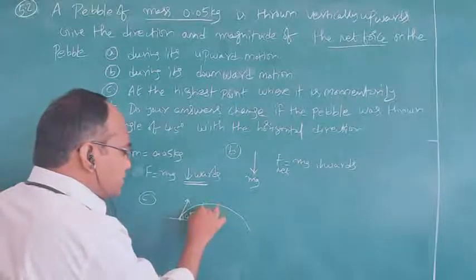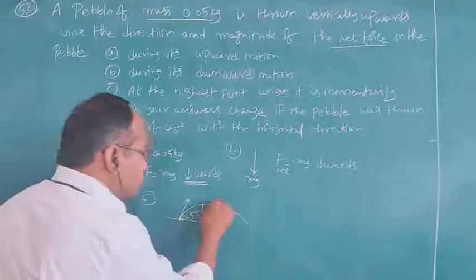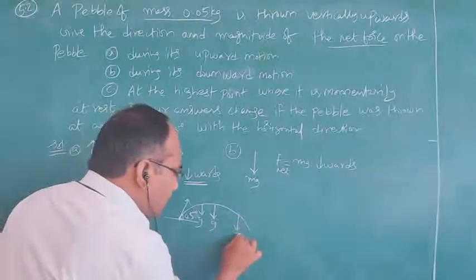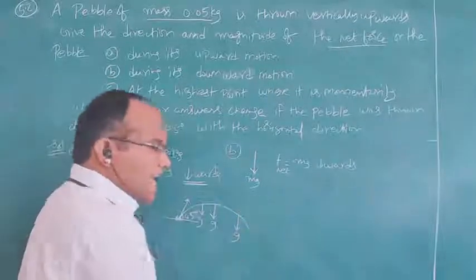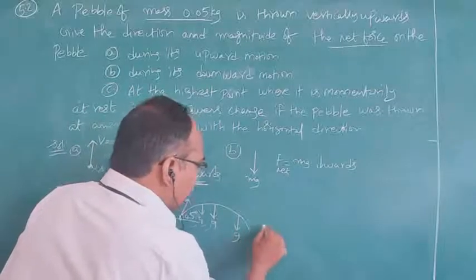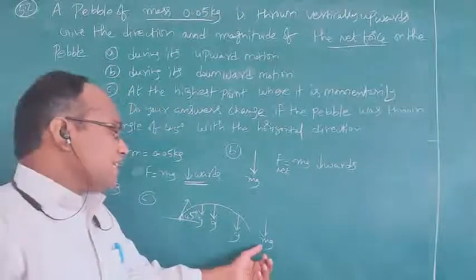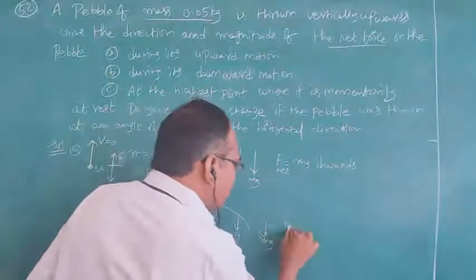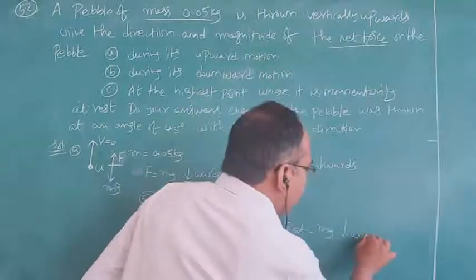Wherever the object is, at the highest point or coming down, it is acting under the acceleration due to gravity. When the object is here, also acting under the acceleration due to gravity. So always it is acting under the acceleration due to gravity. Coming down means the mass is coming down, so it is acting under gravity: mg. So the net force is mg, and this is also acting downwards.